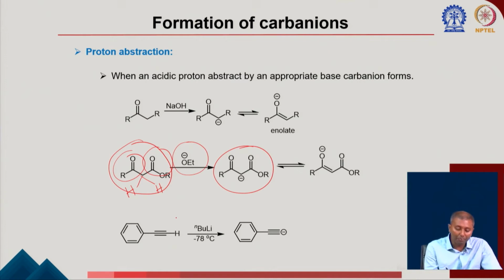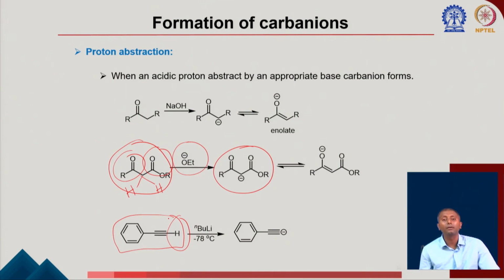Then you have acetylene, like phenylacetylene. Now this acetylene proton has a pKa around 26. That means you have to choose a base whose conjugate acid has a pKa more than that. That means you have to choose a base which will be something like n-butyllithium, which can abstract this proton. Of course you can also use LDA to abstract this proton as well.